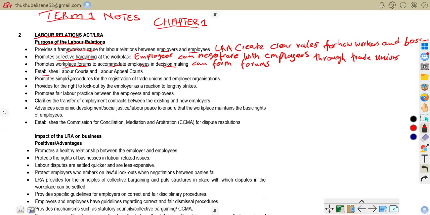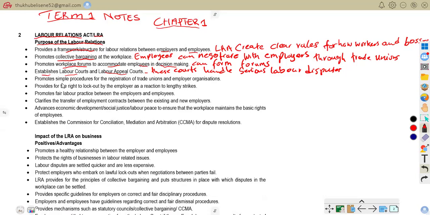It also establishes labor courts and labor appeal courts. It means these courts handle serious labor disputes. For example, an employee who is unfairly dismissed takes the case to the court. That is that.